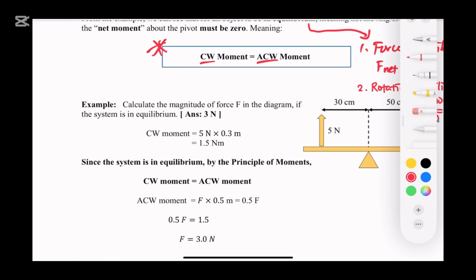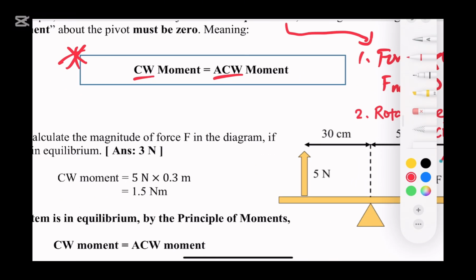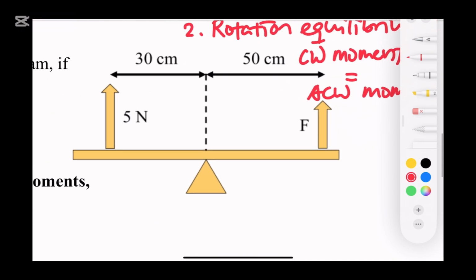Okay, so the principle of moments just tells us that if an object is not moving, not rotating, then we can conclude that for a particular pivot, the clockwise moment must be the same as the anti-clockwise moment, so they cancel out each other. Okay, so a basic question here. We have this plank and we have the pivot here, and we have two forces, 5 newtons and unknown F. The question asks for what is the value of the unknown F if the object is in equilibrium.